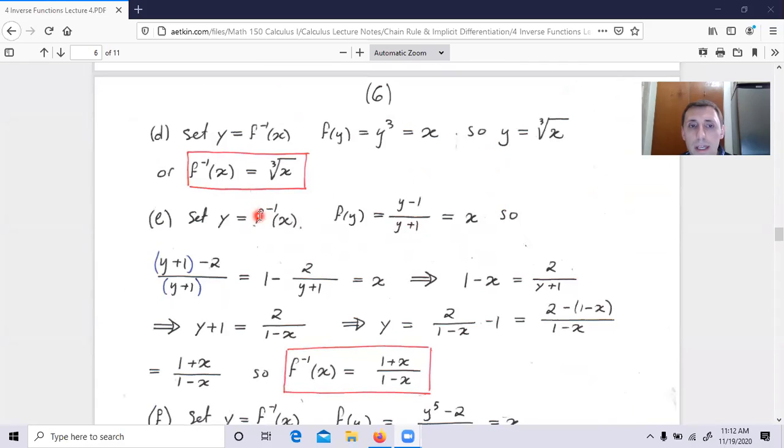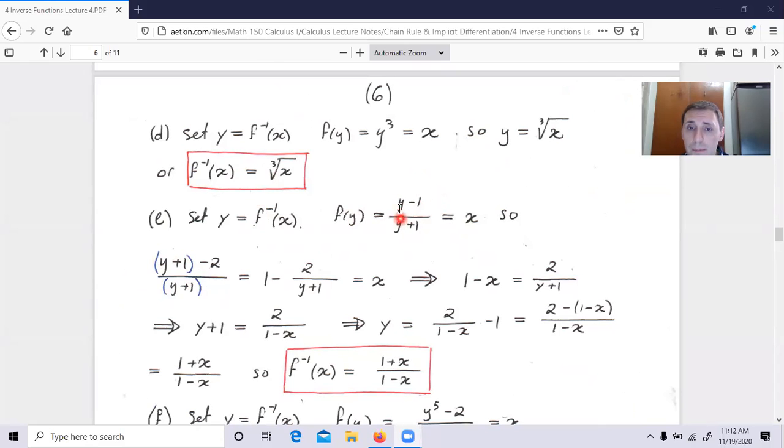So we set y equal to f inverse of x. And then we apply the function. We have that y minus 1 over y plus 1 equals x. Then what I do is write y plus 1 minus 2 over y plus 1. Why do I do this? I look at the numerator and denominator and I see 2 copies of y. And I would be very glad if I could cancel everything out.